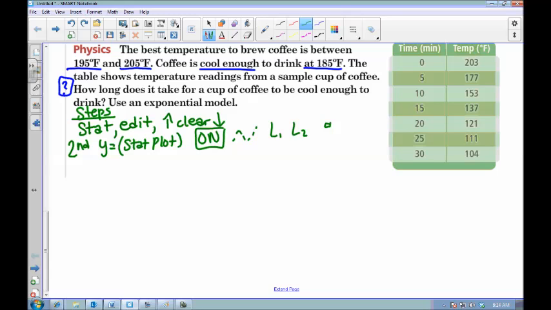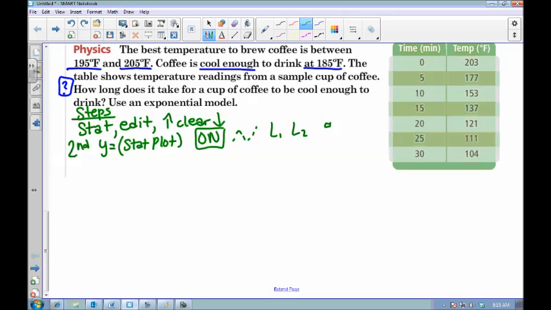No, you're going to be confused. Okay. Your window is nothing that we talked about. 0 to 40, counting by 5s. 0 to 220, counting by 20s. See, there's the window problem.